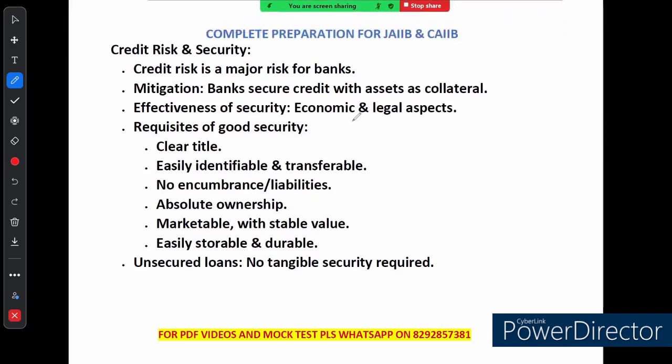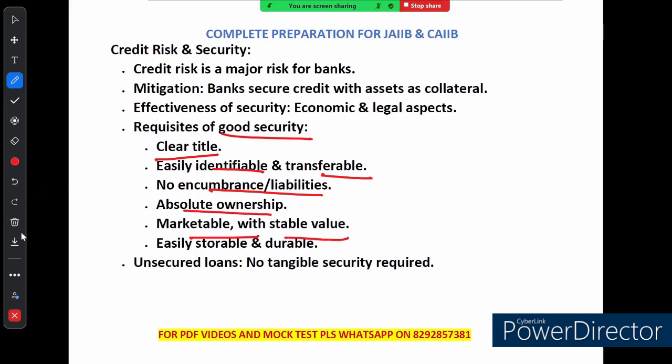Now what makes good security? First thing, it should have a clear title. Good security needs to have a few key features which I am describing. It should have a clear title, meaning there are no legal issues. Second thing, it should be easy to identify and sell if needed. It should not have any liabilities or debt attached. Also, the owner should have absolute control over it. It must have a stable market value and be easy to store.